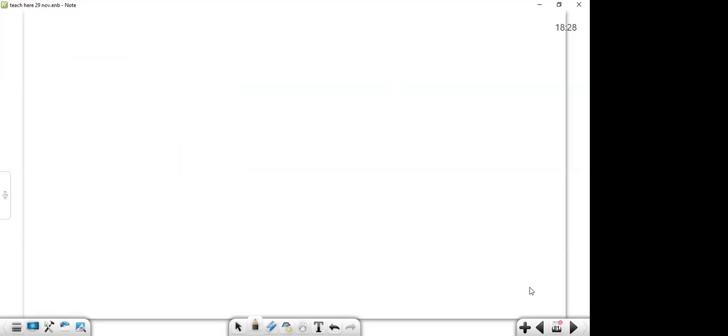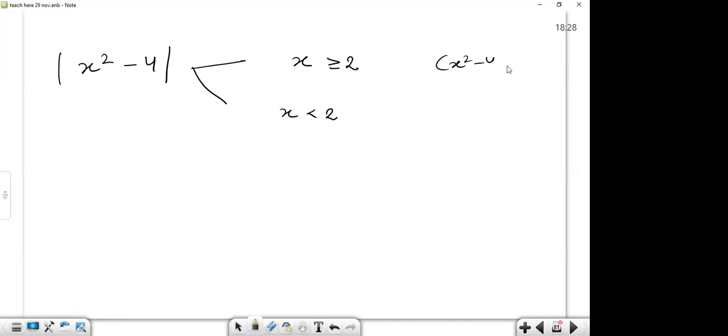So let me give an example. x square minus 4. Now for all values, please tell me how this will behave. If we open this particular function, for these conditions, I have written them in a wrong manner.